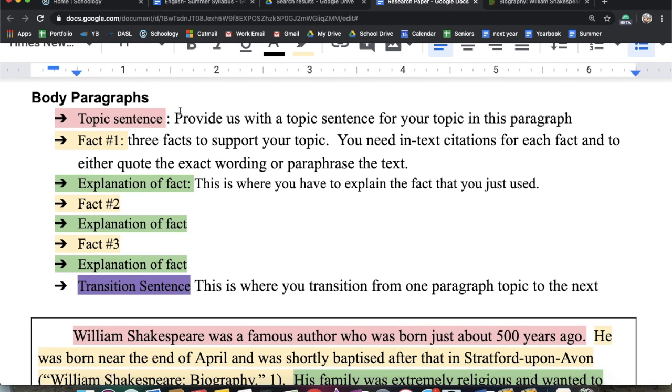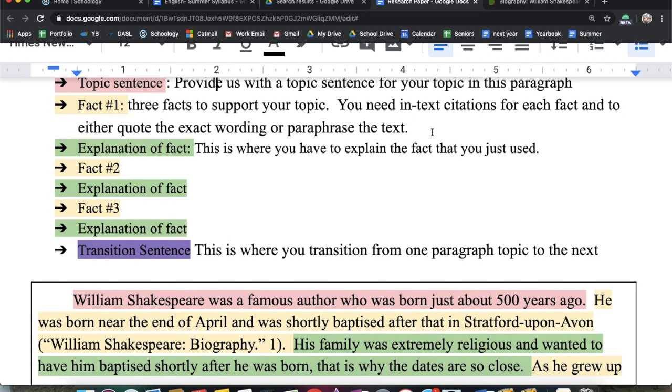You're going to add your topic sentence, which I have right here in red. This is where you just provide us a sentence that introduces the topic of this paragraph. And then you're going to have 3 facts that support your topic. You need in-text citations for each fact, even if it's not in a quote. That means you're paraphrasing it and putting it into your own words, where you still need your in-text citation.